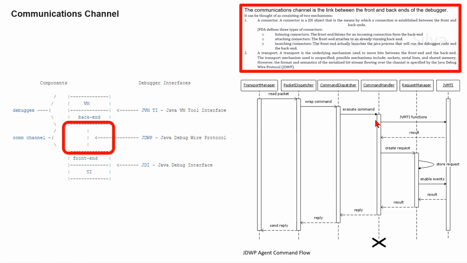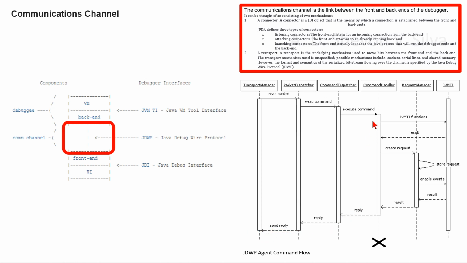4. Depending on the command handler type, one of the following happens. For a synchronous command, the synchronous command handler reads data from the command packet, executes the command, stores the reply data in the reply packet, and returns it to the packet dispatcher. The dispatcher then sends the reply packet to the debugger via the transport manager.